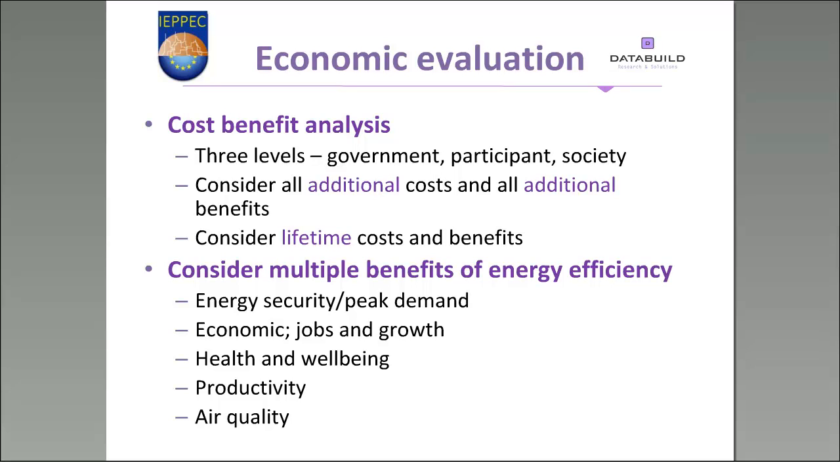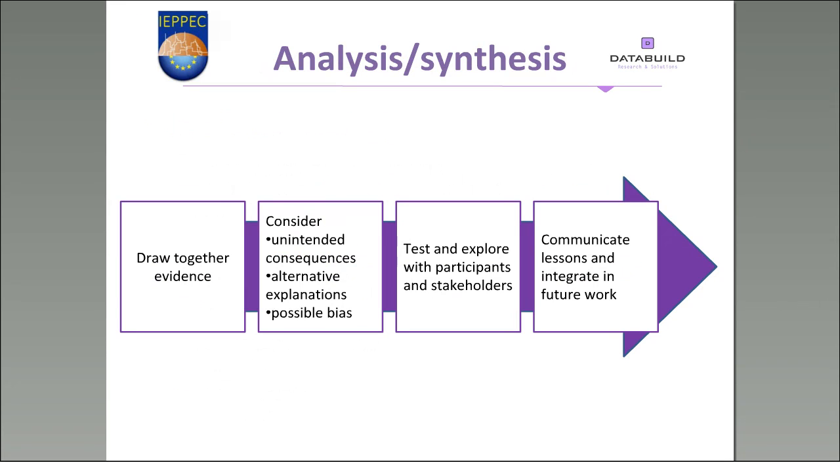So having completed the three elements of the evaluation, the next step is to analyse what you've got. Draw it all together. Draw together the evidence. Consider things like unintended consequences, alternative explanations, any possible bias that might have come into your data collection or your analysis. At that stage, you should be testing and exploring your results with participants, with stakeholders, saying, yeah, does this make sense? Does this reflect your experience? Is this useful? What else would you like to know? How else can we analyse it?